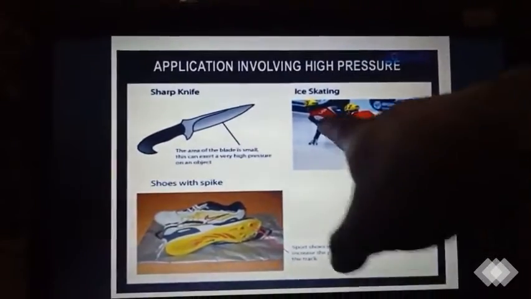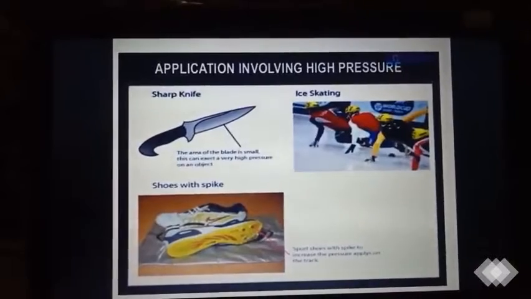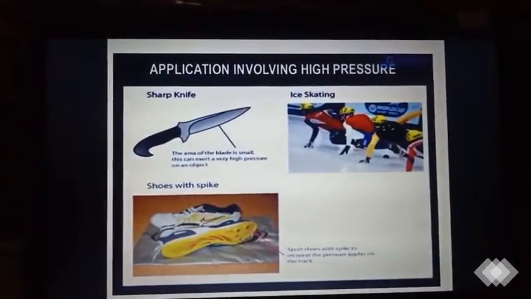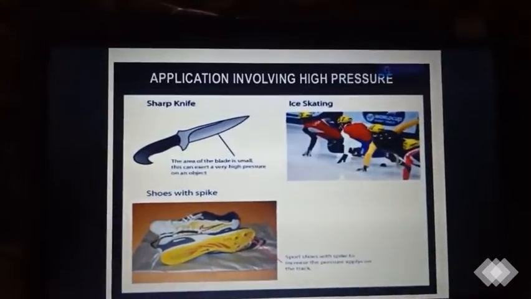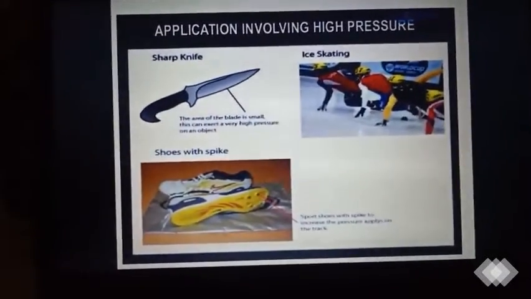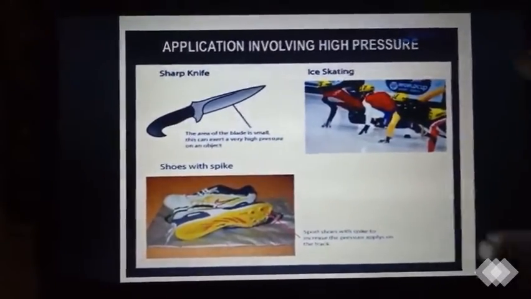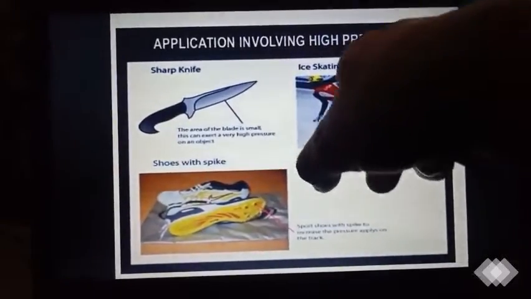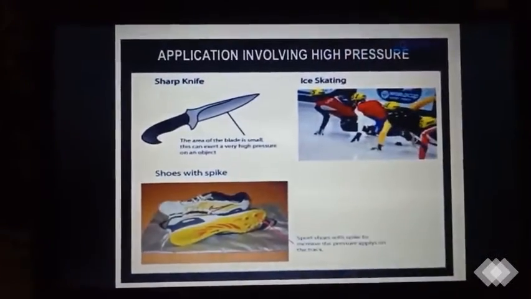And then even ice skating. The ice skating shoe, if you see, it is very thin. The area is very less and the pressure will be more. Clear? So these are some of the examples where there is high pressure and less area.